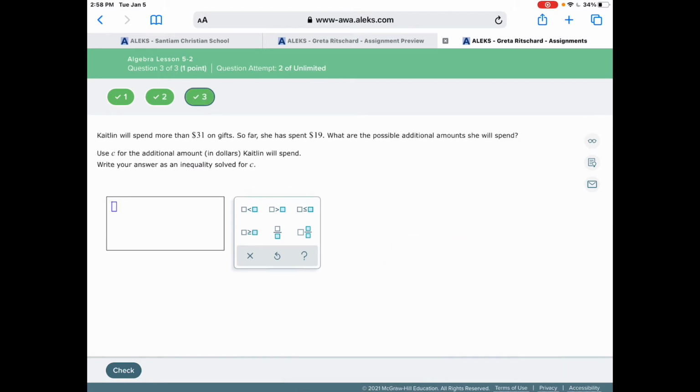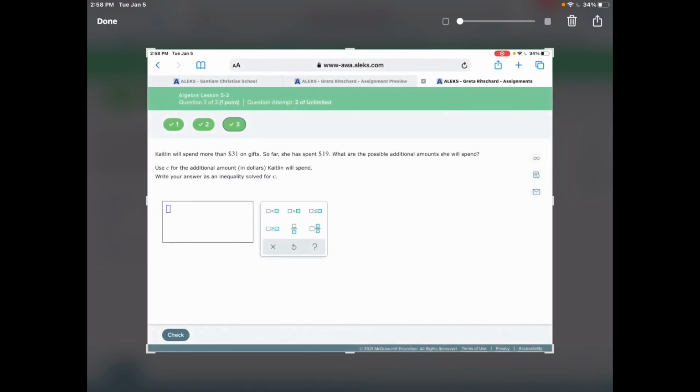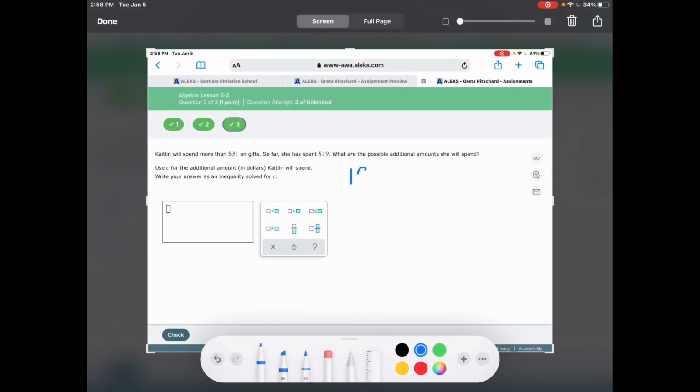All right, in number 3, we have Caitlin will spend more than $31 on gifts. So far, she has spent $19. What are the possible additional amounts she will spend? You see, for the additional amount in dollars that Caitlin will spend, write your answer as an inequality. So we know we're going to start at 19 because she's already spent 19, and then she might spend some more money, and we know that she's going to end up spending more than $31. It doesn't say or equal to, so 19 is where we're starting, plus some more money she's going to spend to make it more than 31.